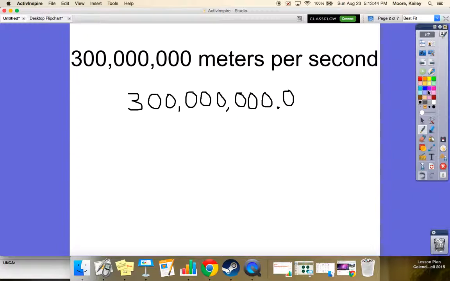All right. So the next step is to move the decimal until only one number is to the left of the decimal. So I'm going to put this in blue so it stands out. And let's move our decimal. 1, 2, 3, 4, 5, 6, 7, 8. So I'm going to put an 8 right here, because that's how many times we moved it.